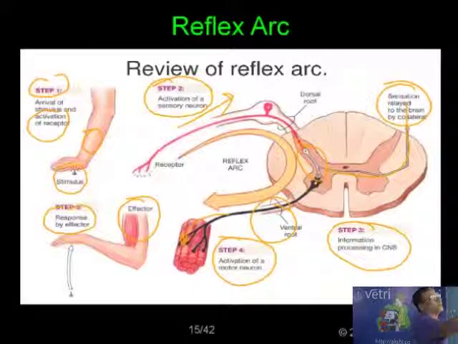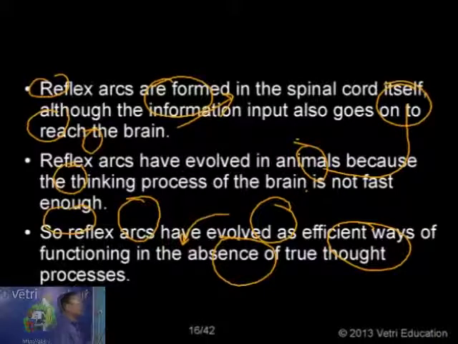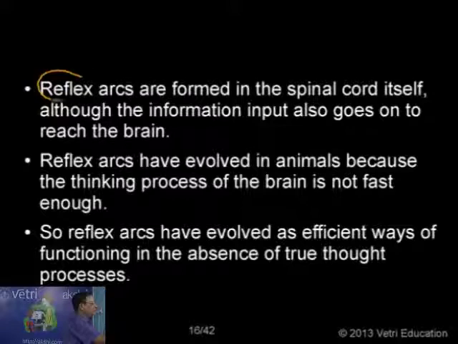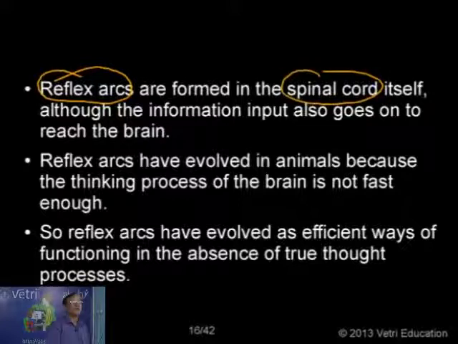So normally, all reflex activities, as I mentioned earlier, are handled in the spinal cord. The reflex arcs, or the reflex activities, are mainly formed in the spinal cord itself. Most reflex activities are under the control of the spinal cord. All the input we receive in the form of information is also conveyed to the brain, because the collateral neuron also carries information to the brain. But the effect is made only by the spinal cord.